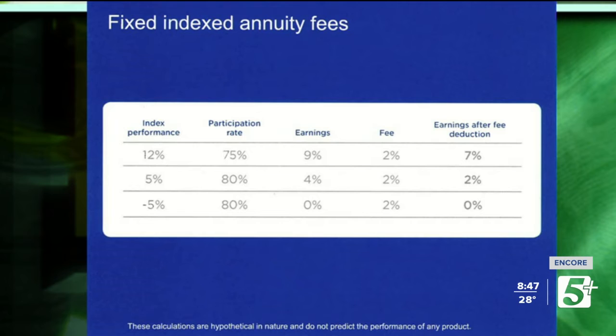80% of 5 is 4, 2% fee, and you only get 2 out of 5. This is why when we talk about products, we want uncapped so that we don't have the cap even reducing it further. And we ideally want either 0 fees, or if we're going to pay a fee, it's because we want a greater participation rate to give us more earnings even after the fee. So either way, it's important to understand how these work and that we match up the right one.